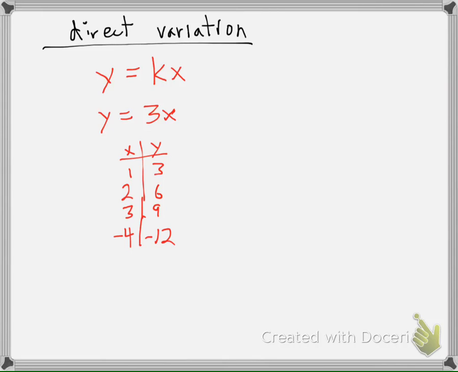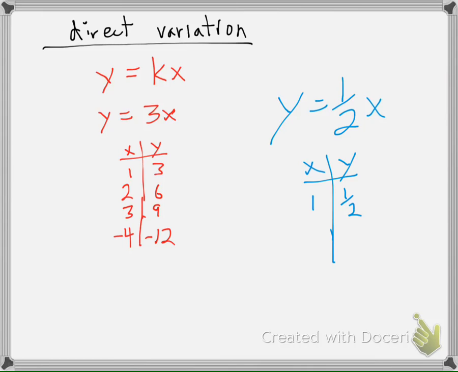Now, direct variation doesn't have to be a whole number. Another example of a direct variation equation would be y equals 1/2 x. If we filled out a t-table for this, let's say x is 1. Well, what's half of 1? Half, right? Or 0.5 to put it in decimal form.